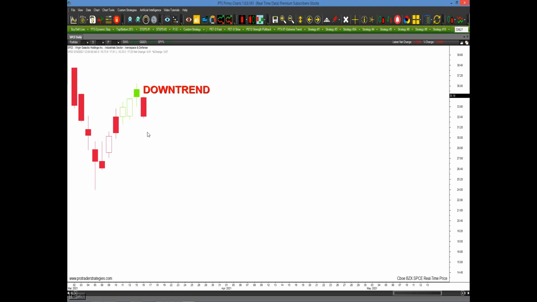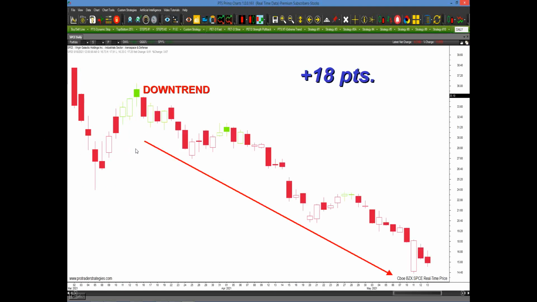So the market at this point is telling me it wants to go lower, so I'm not going to buy anything. I'm not going to put in a lower bid or buy at the market. I'm going to look to sell if my strategy or technique gives me a sell signal. And look what happened. Stock fell 18 points.